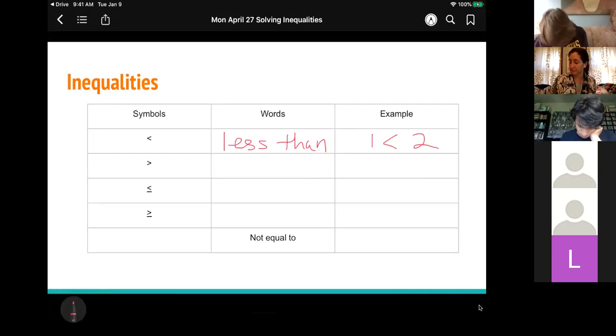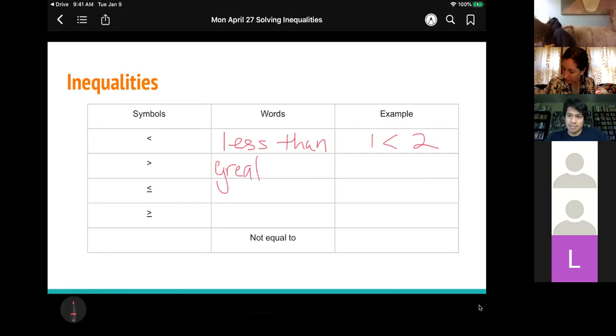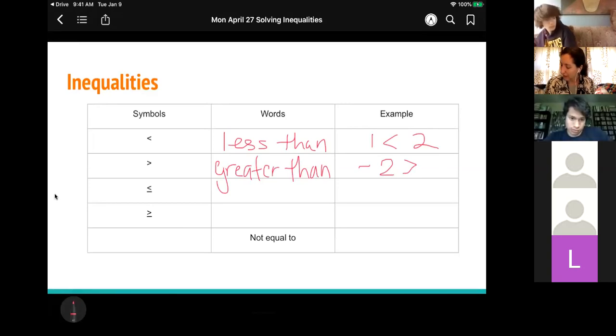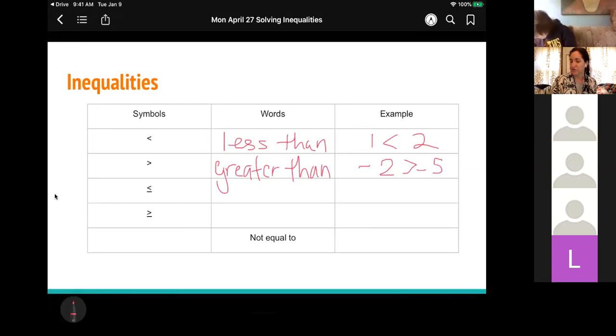All right. So David, what do you think the next one is then? Greater than. Oh yeah, thank you, David. Greater than. So I can say -2 is greater than... -2 is greater than what? Who can fill in another number there for me? -5. -5, yeah, nice. That one's a tricky one sometimes.